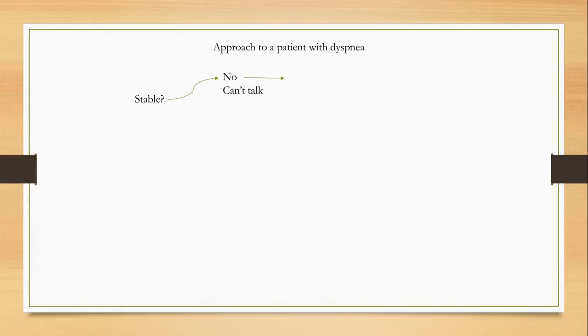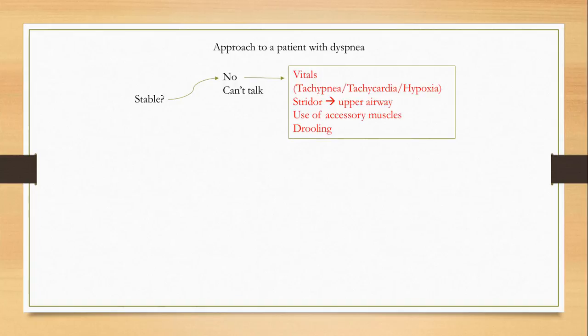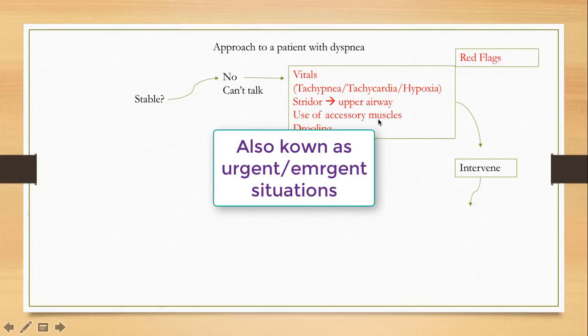So if a patient is stable, or if the patient is not stable, and you can see they can't even talk, they can't finish a sentence, they have pretty alarming vital signs, tachypnea, tachycardia, hypoxia. They have a stridor, which is a key feature of upper airway obstruction, or if they're using any accessory muscles of respiration or drooling, then obviously you're going to say, okay, these are red flags and I'm going to go ahead and intervene, and this is how you intervene.